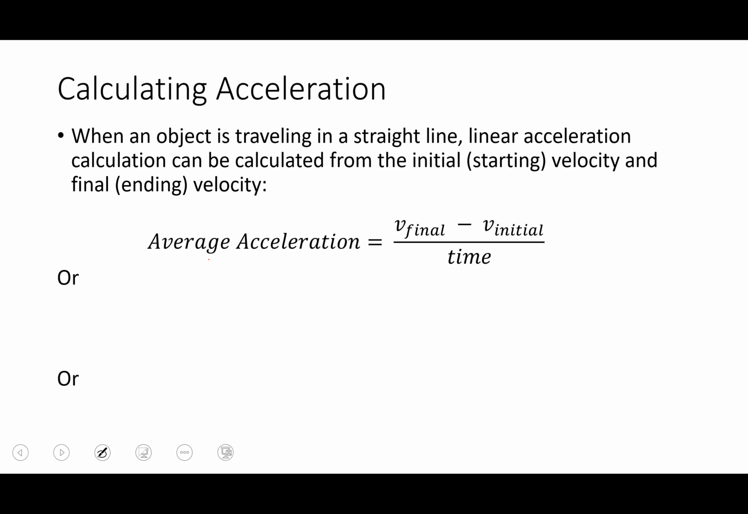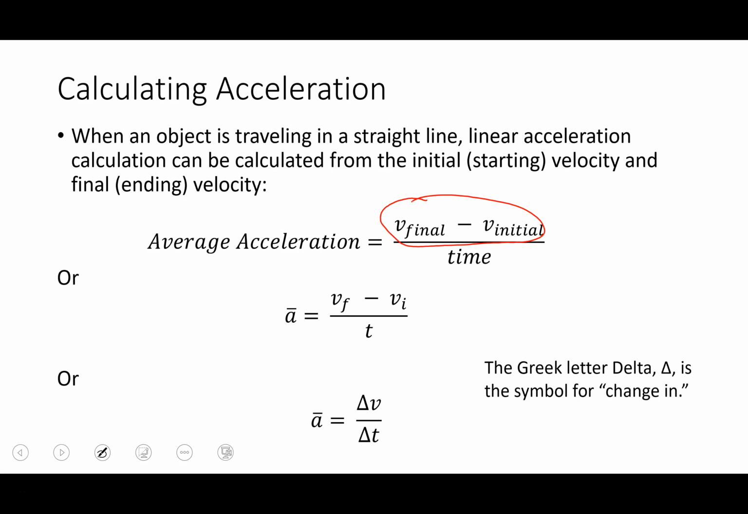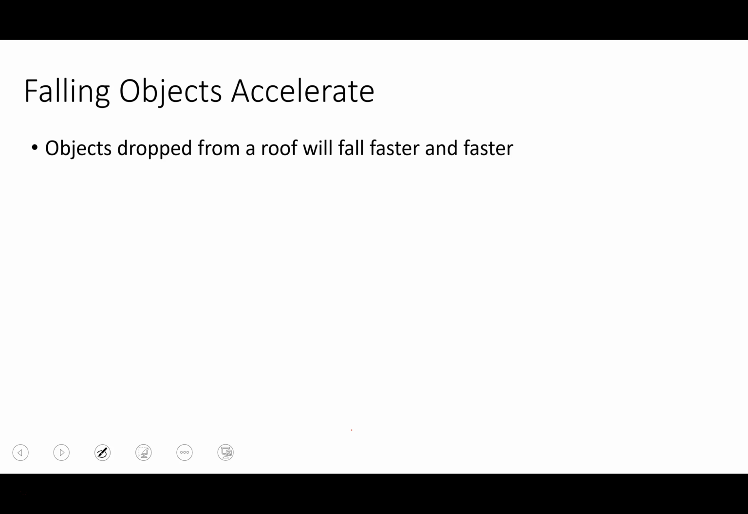We can calculate acceleration. Let's see, given time. We calculate acceleration by taking the difference in the velocities, the final velocity minus the initial velocity, divided by the time over which that change in velocity occurred. Okay, this Greek letter that looks like a triangle is called delta. So that's delta V, or change in velocity, divided by delta T, change in time.